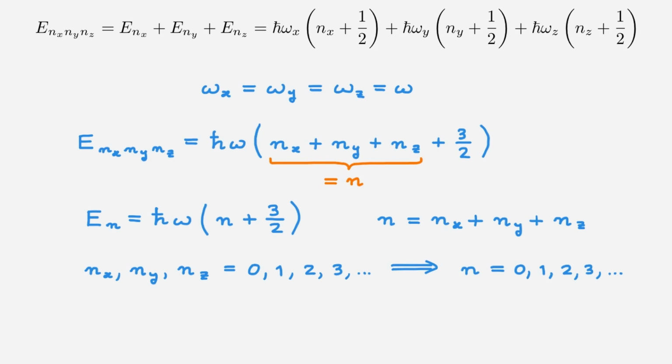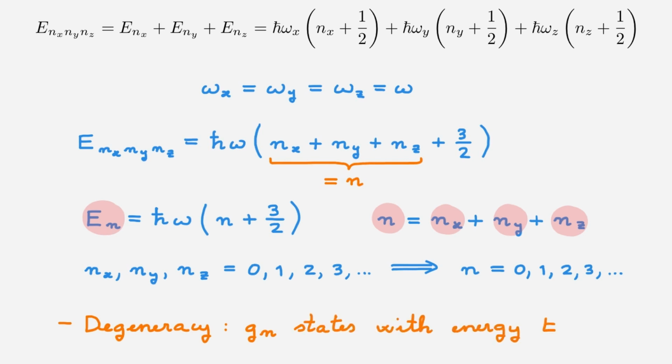There are multiple combinations of values of nx, ny, and nz that add up to the same n, and therefore give the same energy. This means that the energy eigenstates of the isotropic three-dimensional quantum harmonic oscillator will in general have some degree of degeneracy. And the aim of this video is to explore this degeneracy, and we will seek to calculate Gn, the number of different states with the same energy En.